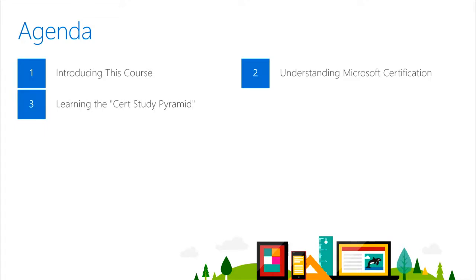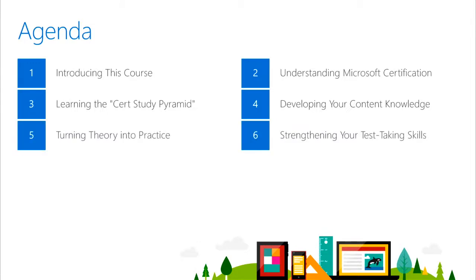In Module 3, we look at what I call the Cert Study Pyramid. More on that later, no point in getting bogged down with it now. But the next 4, 5, and 6 break down each side of that pyramid. Essentially, we have content knowledge, hands-on practical experience, and then test-taking skills. If you have an imbalance in any of those 3 sides, you're going into your certification exam at a big disadvantage. Yeah, absolutely.